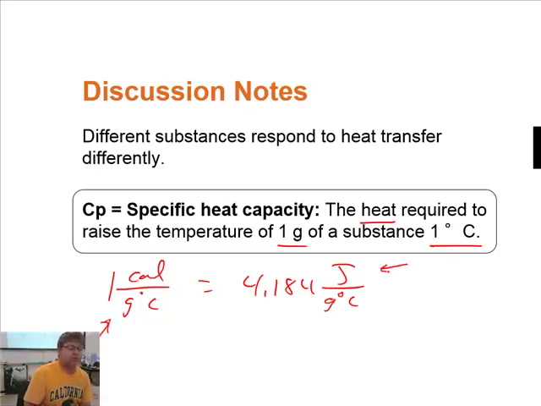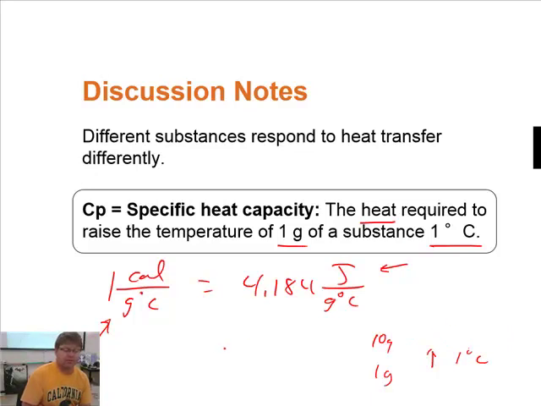In units of joules, which is another unit, it is 4.184 joules. So if you had 1 gram of water and you added 4.184 joules to it, its temperature would go up exactly 1 degree Celsius. If you had 10 grams of water, you would have to add 41.84 joules for it to go up 1 degree Celsius.